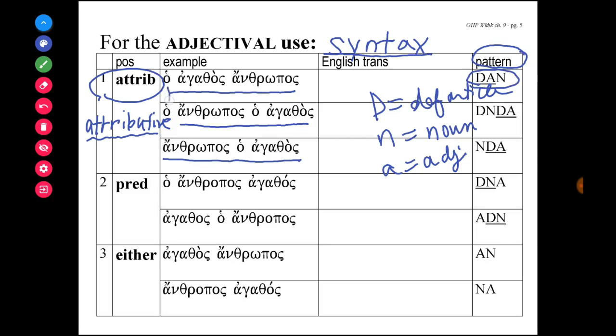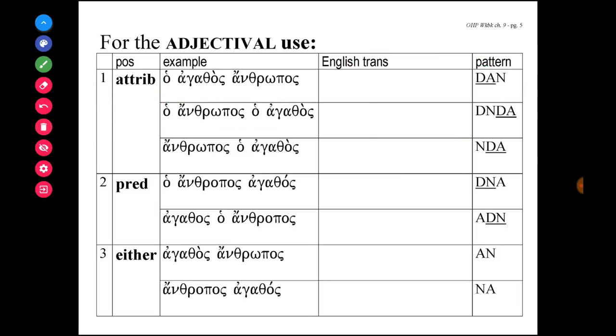This is the article, so D. Here is the adjective, A. Here is the noun, N. And what we have here is the word order D-A-N. So let me clear the screen. When you have a D-A-N pattern, when the definite article, the adjective, and the noun are written in this order, the adjective is said to be in the attributive position, and it's translated as the good man.